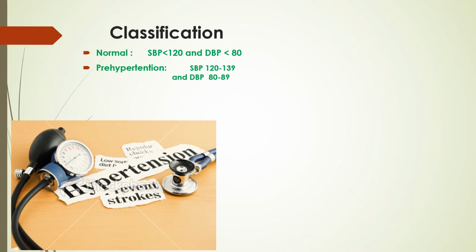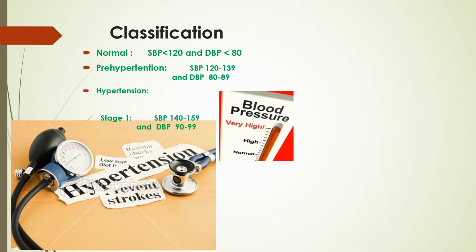This is the borderline category, which can be used to convince patients to embark on lifestyle changes, including maintaining a diet low in sodium, exercising regularly, limiting caffeine consumption, quitting smoking, and drinking less alcohol in order to reduce risk. Next is the hypertension category, which is divided into 2 stages.